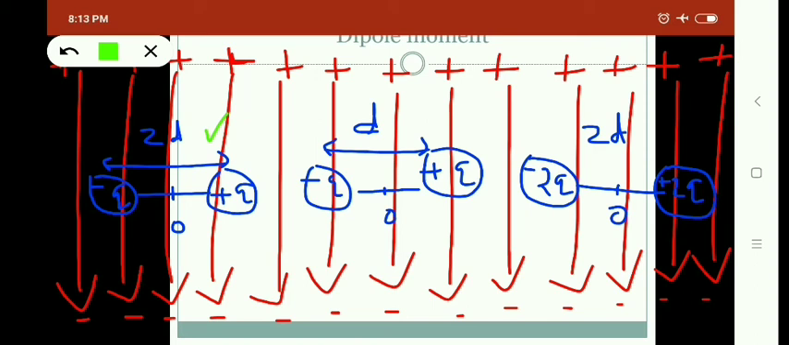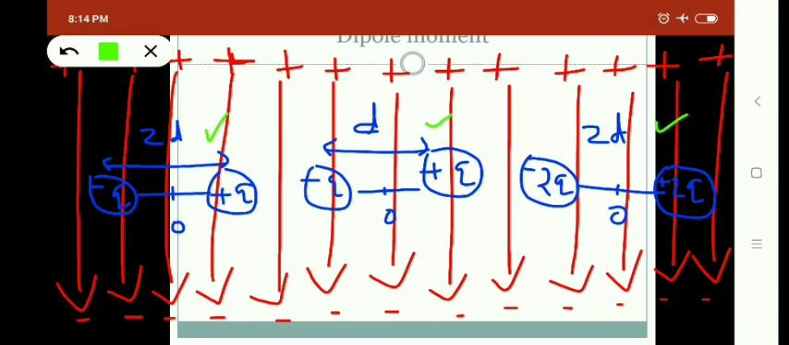The second dipole consists of minus q and plus q charges, but now the distance has been halved. That means if initially the distance was 2d, now the distance is d. For the third dipole, the charges are minus 2q and plus 2q. The magnitude of charges varies, but the distance remains 2d as in the initial dipole. So these are the three dipoles placed in this uniform electric field.